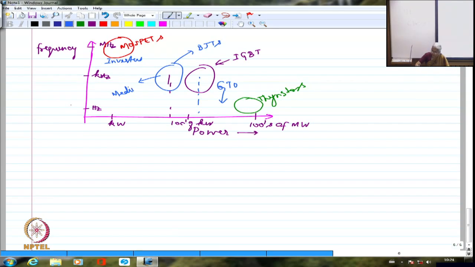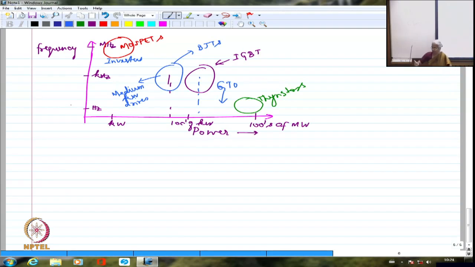kilowatt drives. Industrial drives which may be of medium kilowatt capacity. Most of them might use BJT, but now most of them are being replaced by IGBTs. Invariably, they have been replaced by IGBT in many of them.